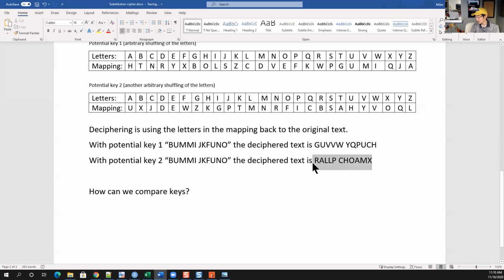We still know that this is not the correct message because it doesn't make sense to us, but just the fact that certain letters appear next to each other makes it feel like this potential key is better than another potential key. All right, so we're going to take that and try to formalize this into more of a probabilistic statement.